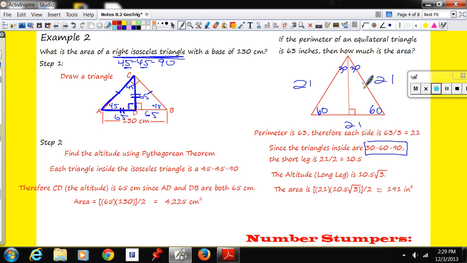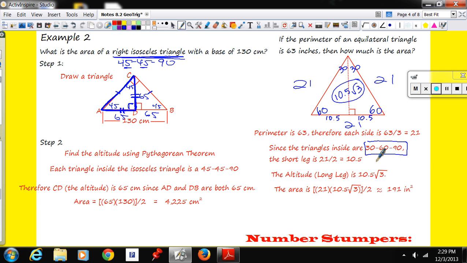If you look back at the very beginning of our notes, we did some little 30, 60, 90 stuff. How do I get from the hypotenuse to my short leg? Divide by 2, 10.5. So my short leg is 10.5. This one's also 10.5 because what do these two have to add up to on the bottom? 21. So they have to both be 10.5. How do I get from my short leg to my long leg? Times it by radical 3. So 10.5 radical 3 is going to be my height. That's right here.